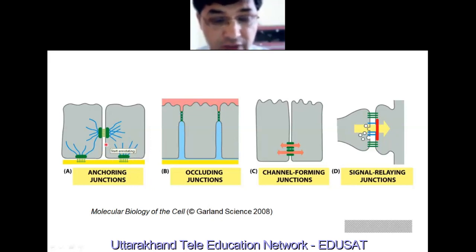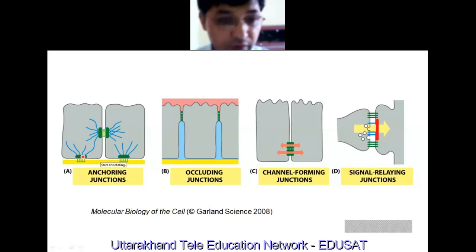These anchoring junctions have two parts. One way they interact from one cell to another cell, and the other way they interact with the extracellular matrix part. That means in anchoring junctions, there are two sets. One set is cell to cell interaction, which is basically known as desmosomes, and the other set is cell to extracellular matrix, which you know as hemidesmosomes.